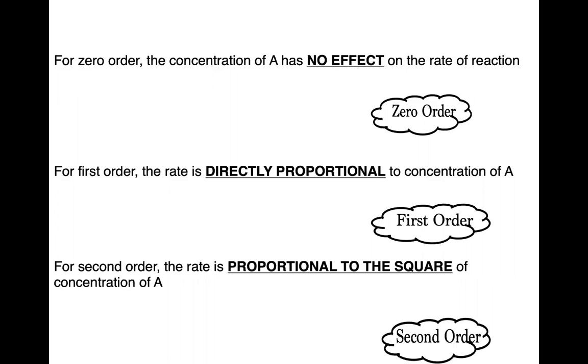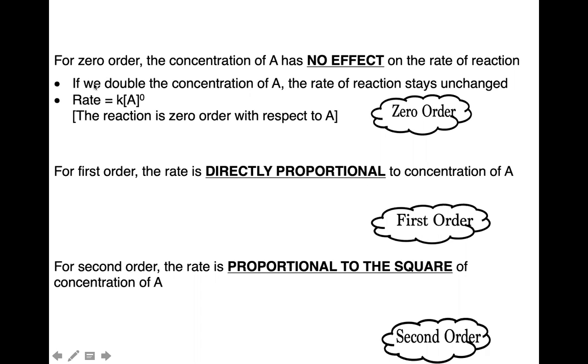So this is where you can start arguing this is not true. In AS, I learned that increasing the concentration of reactants will increase my rate. But zero order has no effect on the rate, no matter how much you increase the concentration. So if we double the concentration of A, the reactant here, the rate of reaction stays unchanged.